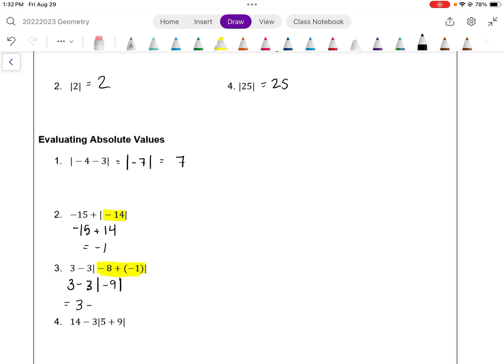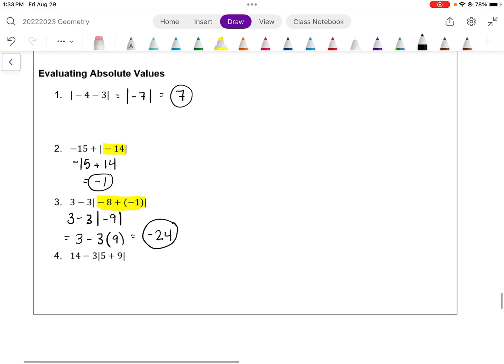So that means the 3 is being multiplied to the absolute value of negative 9, just like if you were to have a 3x. So this is going to be 3 times the absolute value of negative 9, which is just 9. And I think we can go ahead and do this. This is 3 minus 3 times 9. 3 times 9 is 27. So 3 minus 27 is negative 24. I guess I haven't circled my answers. I'm going to circle my answers.